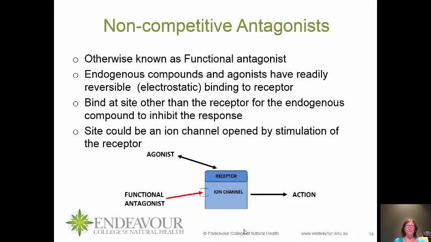They don't compete for the active site, and we looked at ways of doing tests on the efficacy of agonists in the presence of antagonist. If adding more of the agonist or the endogenous substance overcomes the antagonism, well, clearly they were competitive. They were competing for the same active site. But if adding more of the natural endogenous substance didn't overcome the antagonism, then it was probably this functional antagonism, a non-competitive antagonism at another site.